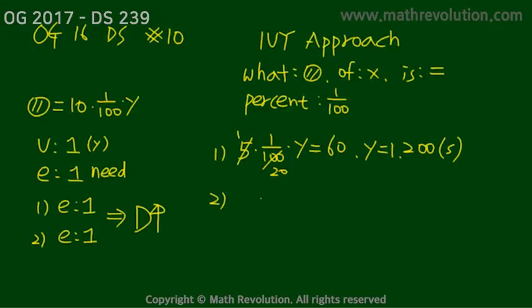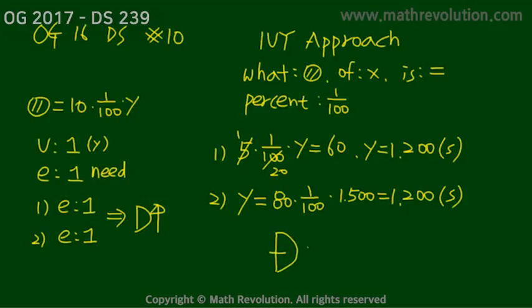Looking at condition 2, we get y is 80% of 1,500. We also get 1,200 for this. And the answer is unique and the condition is sufficient. So the correct answer choice becomes D. And please make note that this type of question uses both the IV approach and the variable approach.